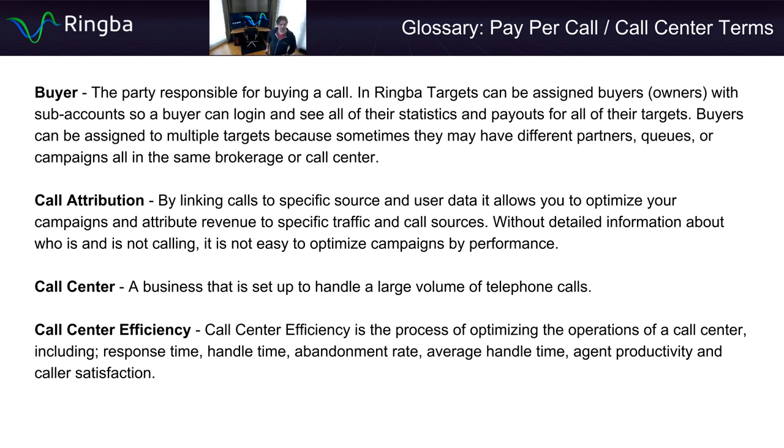Call attribution. By linking calls to a specific source and user data, it allows you to optimize your campaigns and attribute the call's revenue to a specific traffic source and other call sources. Without detailed information about who is and is not calling, it is not easy to optimize your campaigns by performance, and that's why you need to use a call tracking or call attribution platform like Ringba to track your calls. Otherwise, you're just simply going to lose a lot of money.